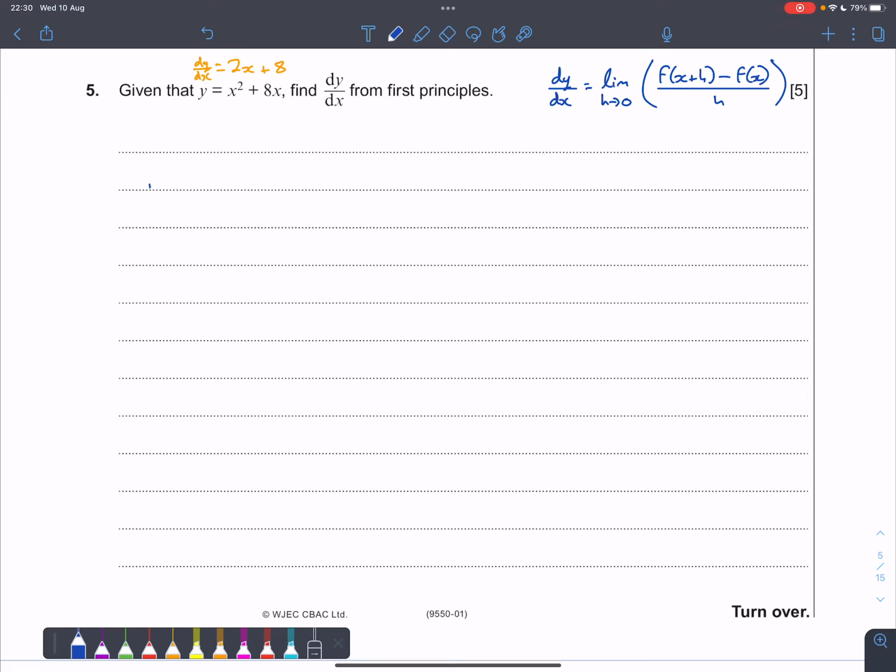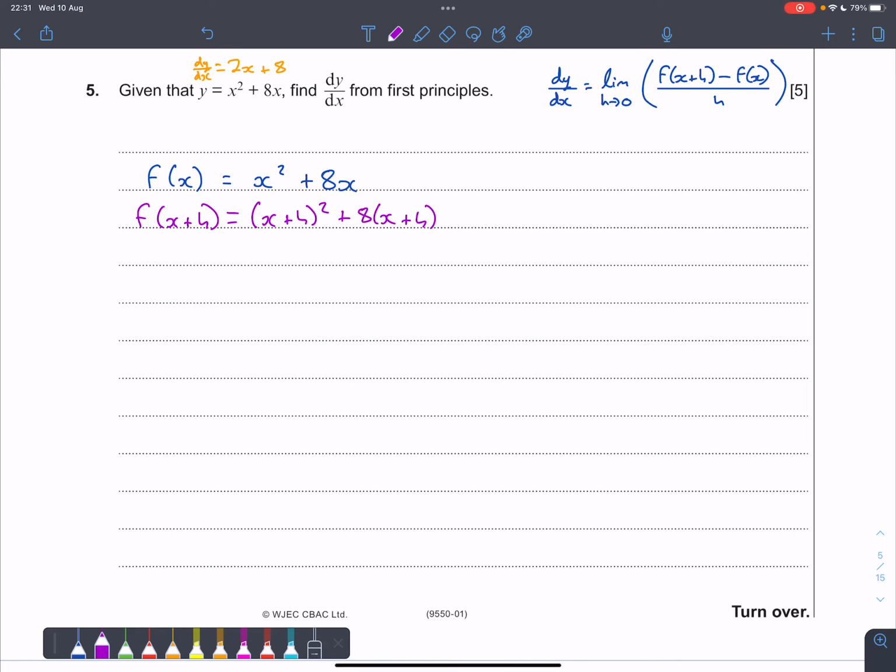So we already have our f of x, which is the function we've got to start with, x squared plus 8x. Now we're going to find f of x plus h. All that means is that instead of substituting x in and getting x squared plus 8x, we're going to substitute x plus h in. So I'll have x plus h in there and x plus h in there. So I get x plus h all squared plus 8 lots of x plus h.